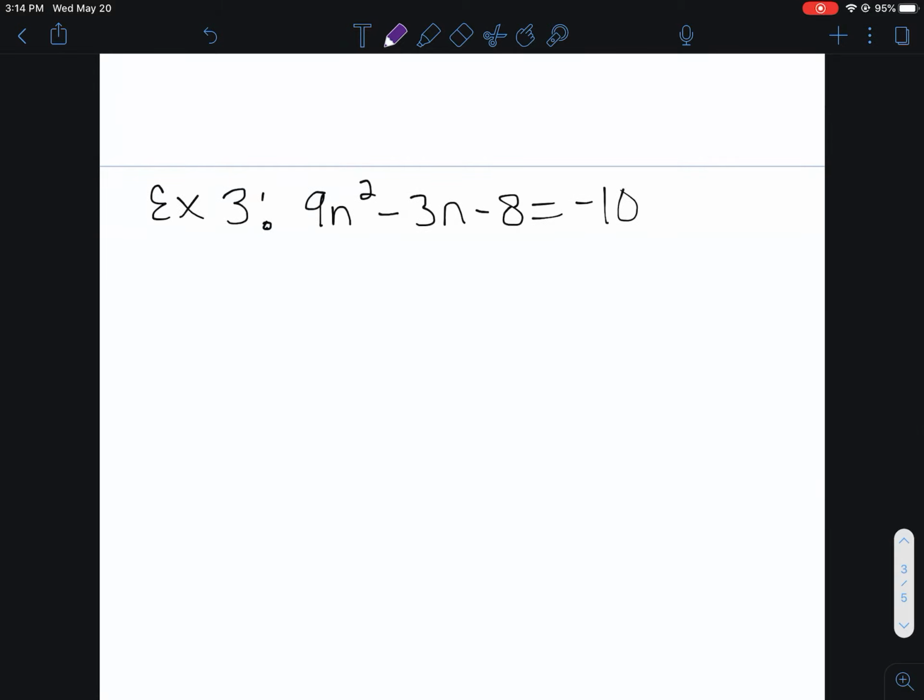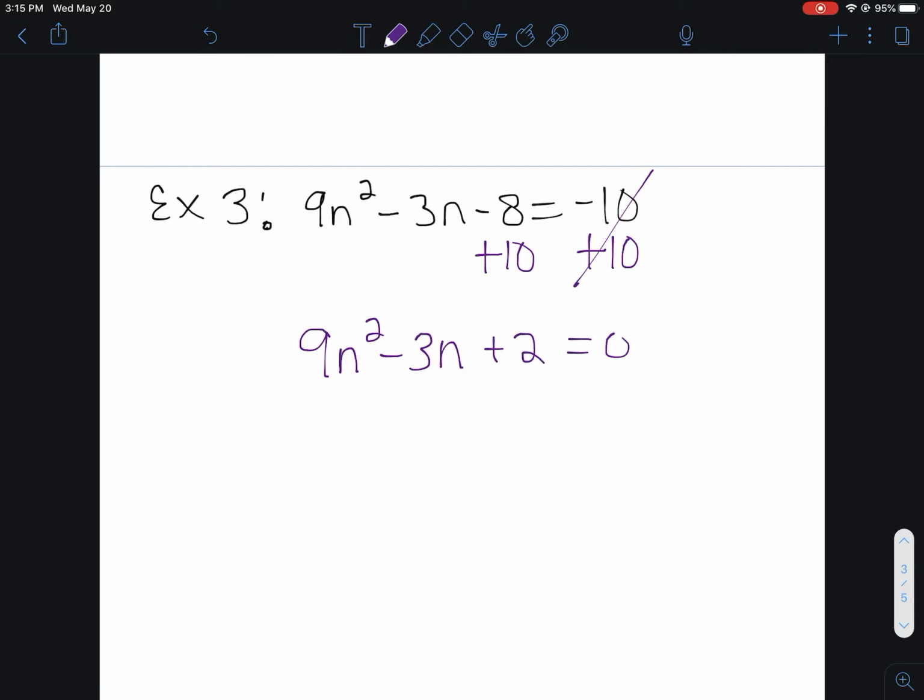All right, let's try one more example here together. So again, get the equation equal to 0. I'm going to do that by adding 10, matching it with its like term. So 9n squared minus 3n plus 2 is equal to 0.